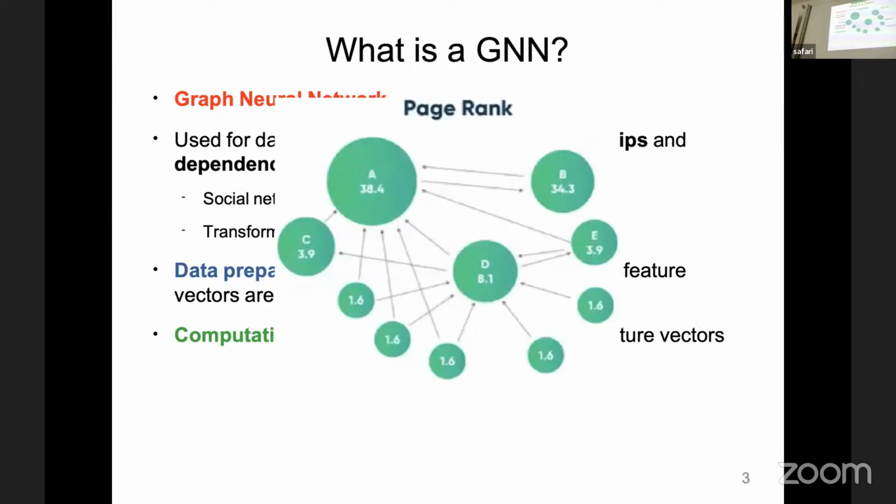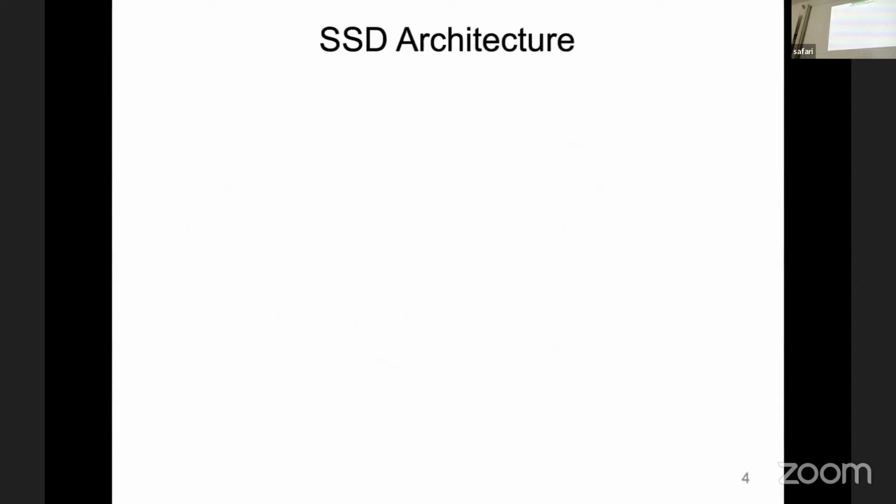Here's a very blurry image, but I couldn't find a better one. Basically, it's an example of a graph neural network, in this case, a PageRank network for websites.